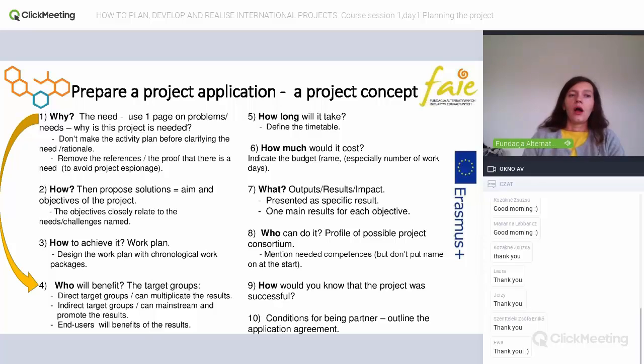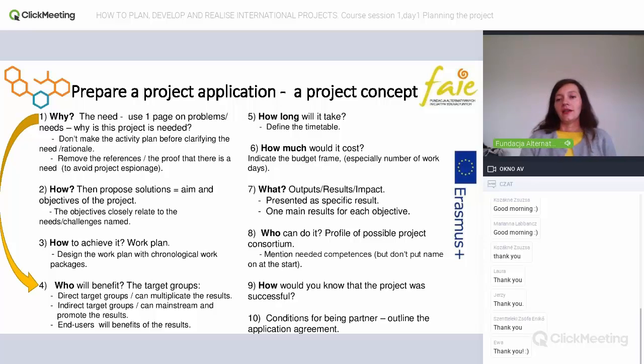If I know why I should do it, how and what, I can plan a time frame, so I can design a timetable: how long would the project last. If I know that, I can design a budget: how much would it cost. If I already know that, I can define what I will get at the end of the project. What will be my outputs, results, impact?